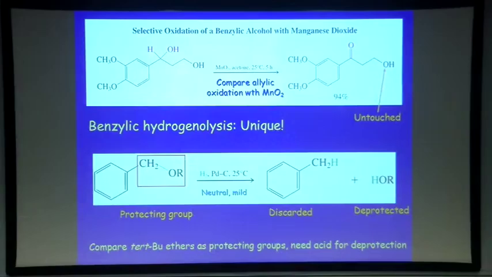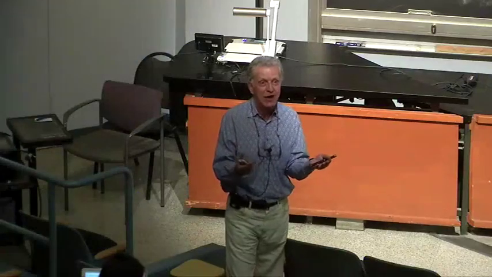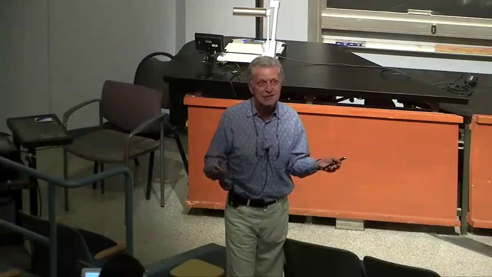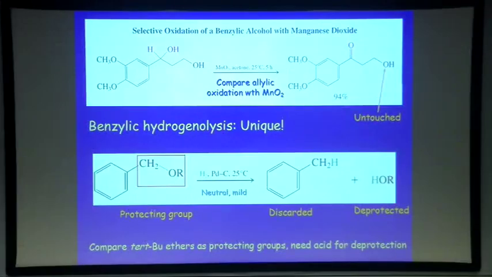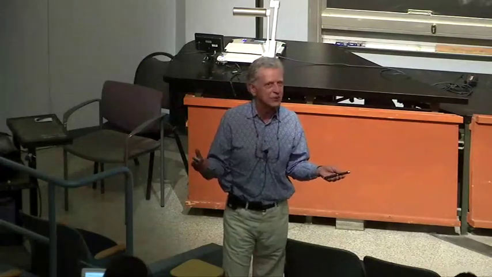And the fact that you can deprotect, whereas normally primary ethers or ethers are very hard to hydrolyze, with the exception of tertiary butyl, where you go to tertiary butyl cation. This is a perfect protection strategy for an alcohol, where the deprotecting step is not acidic, like in the tertiary butyl ether protection. It's neutral.